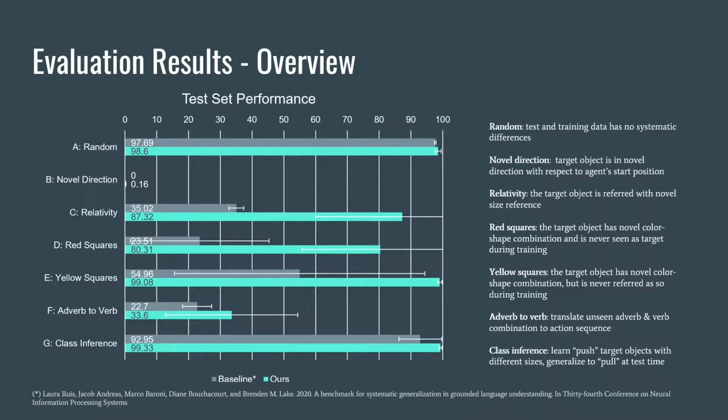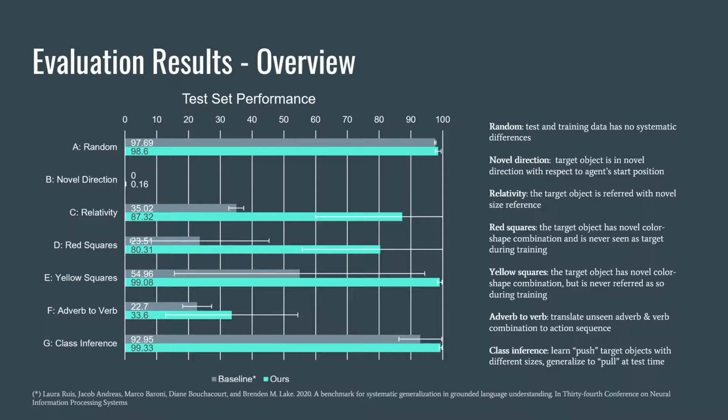But in the test set, you need to perform that. For the relativity test split, the target objects actually refer with a novel size reference. So for example, a yellow square with size 2 might never be referred to as a large square in the training set, but it might be referred to as a large square in the test split. For red squares, the test split basically makes the target object have a novel color-shape combination that has never been seen as the target during training.